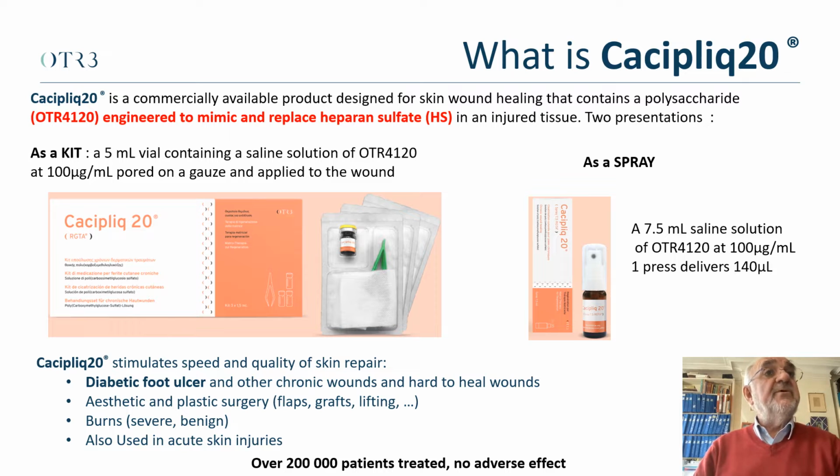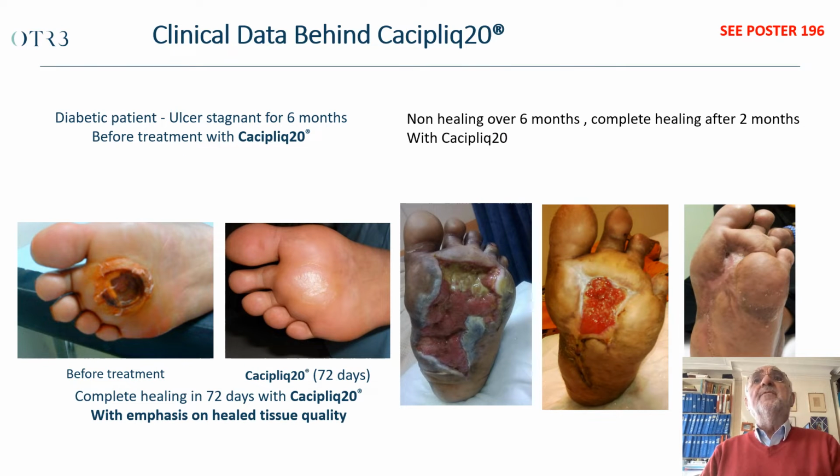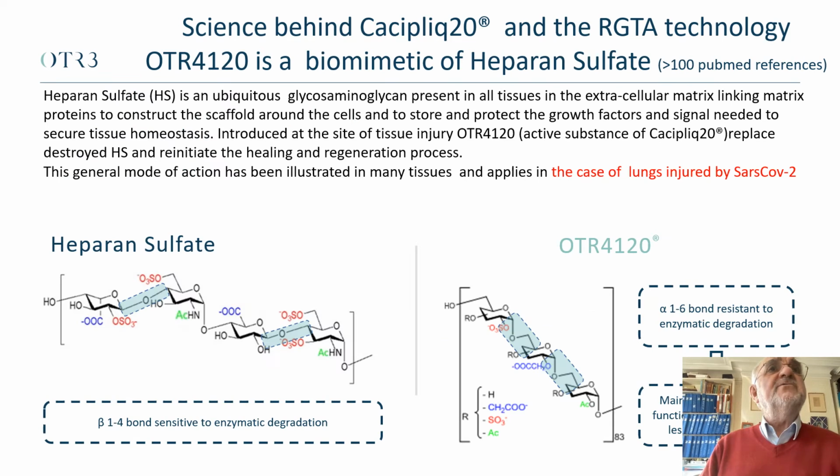Now, this is bound to stimulate speed and quality of tissue repair in diabetic foot ulcers, other chronic wounds, hard to heal wounds, used in aesthetic, burns and acute wounds. There are over 200,000 patients. It's well known in the area where we are in UAE and Saudi Arabia. And if you want to know more, there is a poster 196 that shows the cases which are on skin. But my focus would be to explain to you what is the rationale and the use in the case of lung injury.